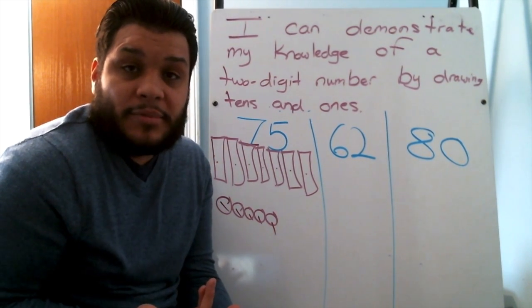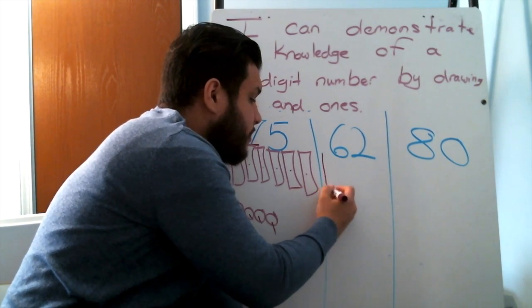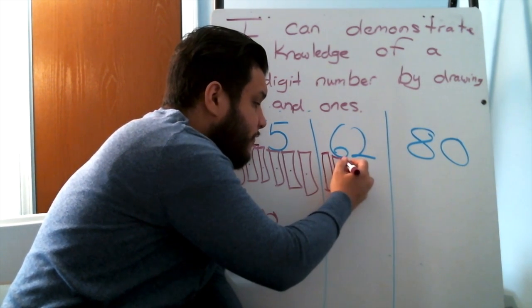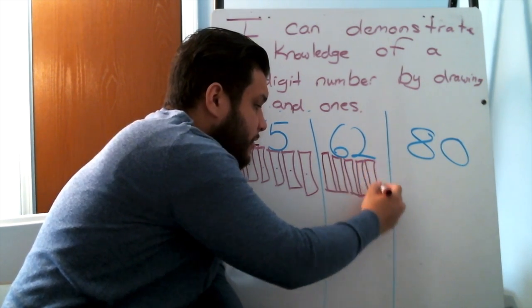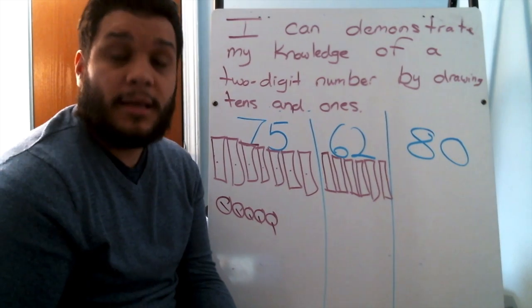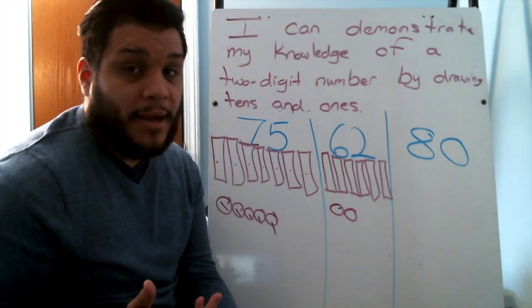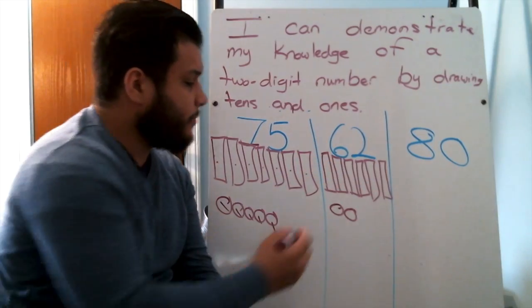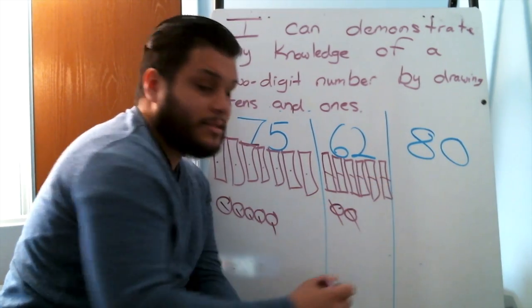How many tens in the number 62? Great job, 6 tens. Let's draw them. Notice that my tens are drawn like rectangles. This is going to help us when we move forward. 3, 4, 5, 6. And how many ones in the number 62? 2. 1, 2. I want to check my work, which means that I'm going to count to make sure that my drawing demonstrates my 2-digit number. 10, 20, 30, 40, 50, 60, 61, 62.